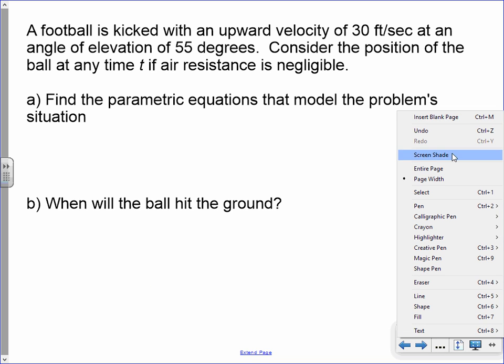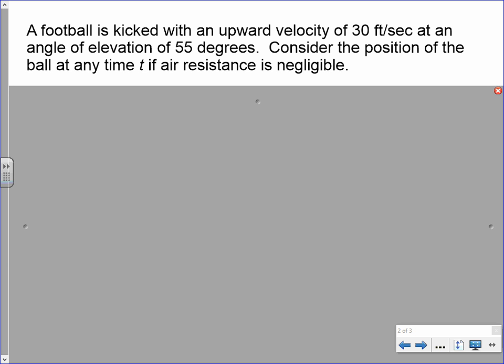Don't write down every single word, all right? But we have a football that is kicked with an upward velocity of 30 feet per second. That's probably important for you to write down. At an angle of elevation of 55 degrees. That's probably also important. Consider the position of the ball at any time t if air resistance doesn't matter. Okay, in physics you do that too, you don't worry about air resistance.